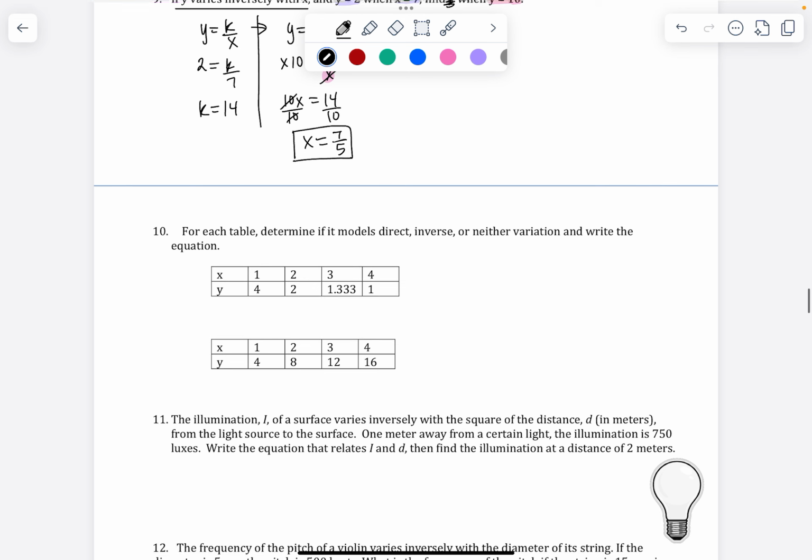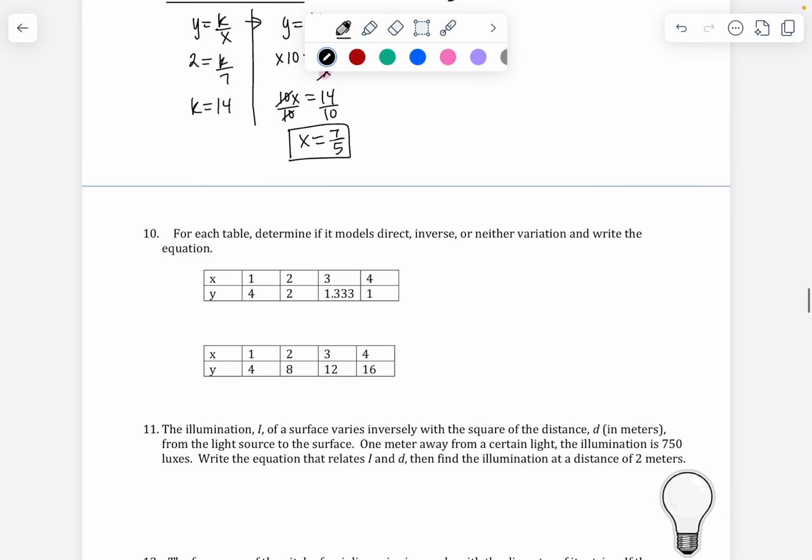All right, so when you're trying to decide if a table represents direct or inverse or neither, you're looking for the equation y equals k times x for direct, and you're looking for y equals k over x for inverse, where k is just a constant, okay? And so it's going to be a number.